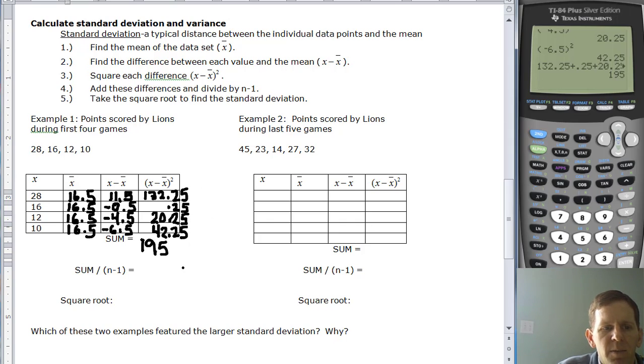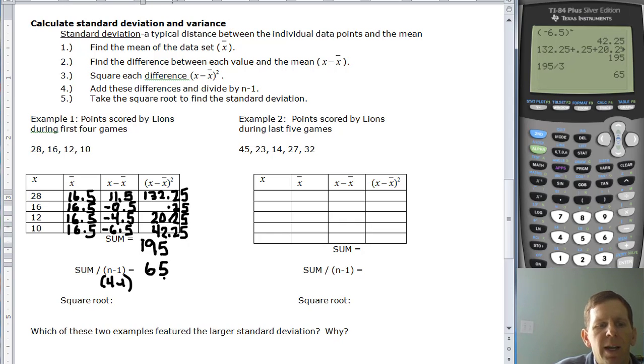Then we're going to divide this by n minus 1. N is the number of values that we have in our list. We have 4 numbers in our list, so we're going to divide by 4 minus 1, or 3. So we're going to take 195 and divide it by 3. We got 65 as our answer. Again, if this was a decimal, don't round it.